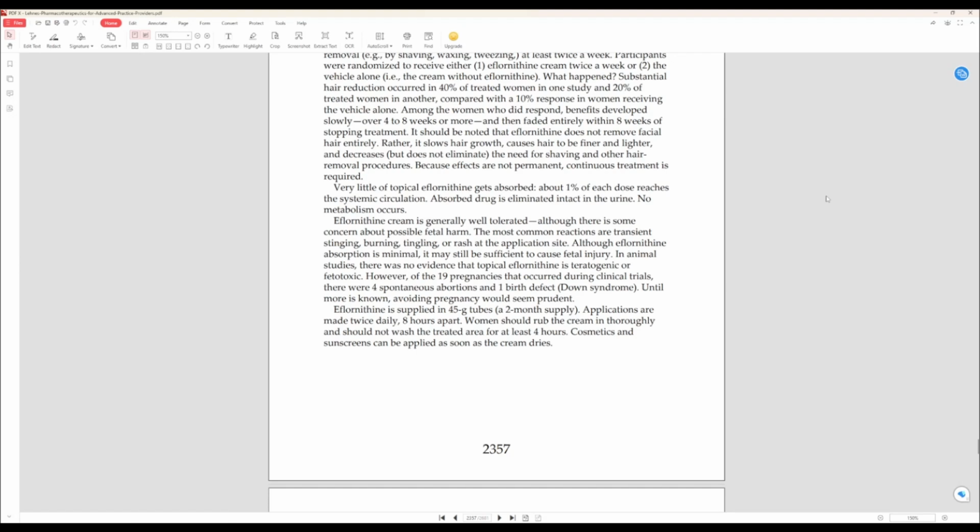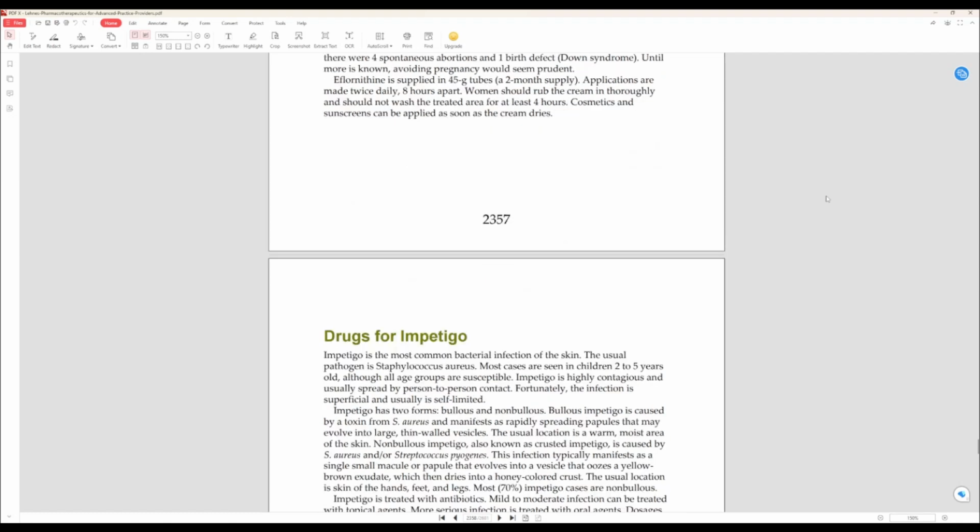The cream is supplied in a 45-gram tube, which is about a 2-month supply. Applications are made twice a day, about 8 hours apart. Women should rub the cream in thoroughly and should not wash the treated area for at least 4 hours. Cosmetics and sunscreens may be applied as soon as the cream dries.